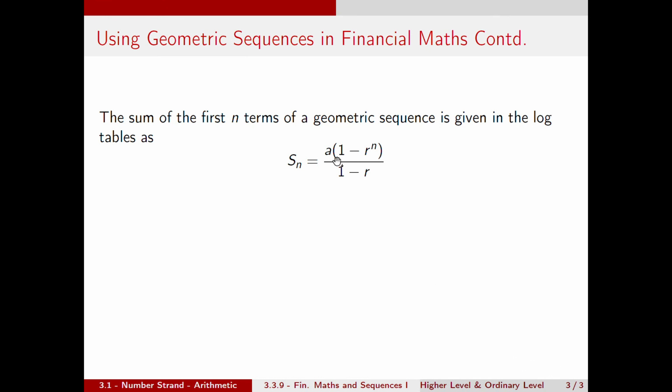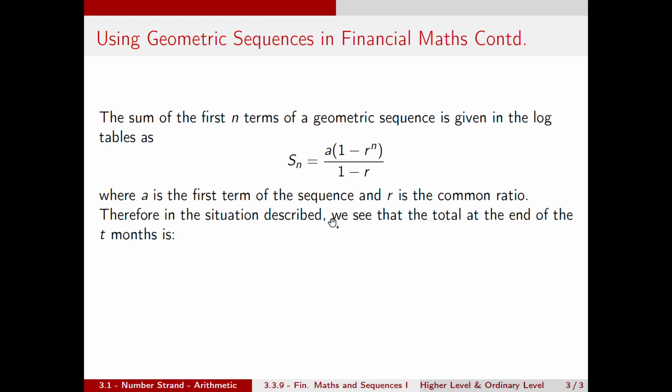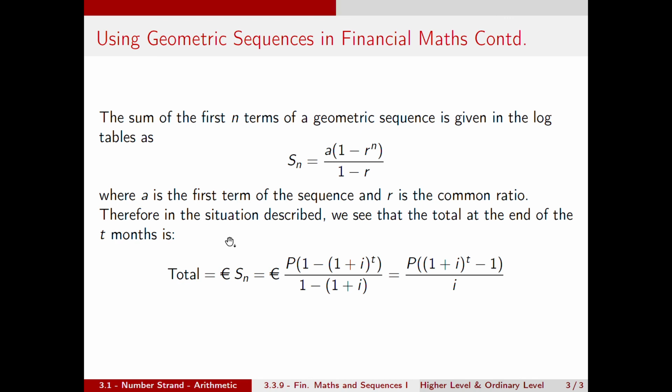So now that we've identified what A, N, and R are in our case, we can see that the total is equal to P times (1 minus our R value in here, 1 plus I, to the power of our N, which is T) all over (1 minus 1 plus I), which gives us the general formula, P multiplied by ((1 plus I) to the power of T minus 1), all over I.